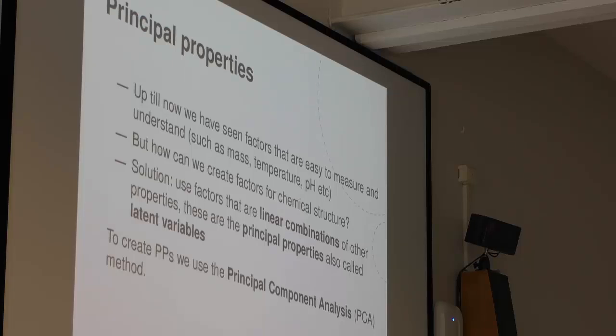So how can we turn the experimental design machinery into something that can be applicable to something as complicated as chemical structure? And this is where the principal properties come in, which are like ordinary controllable factors, but actually linear combinations of other factors or properties. And these linear combinations are also called latent variables. So we use a technique called principal component analysis to create, in a way, artificial factors that can be treated as if they are like temperature or the pressure. And then we apply the experimental design machinery to this new type of variable or factor space. So that's the main idea behind principal properties.